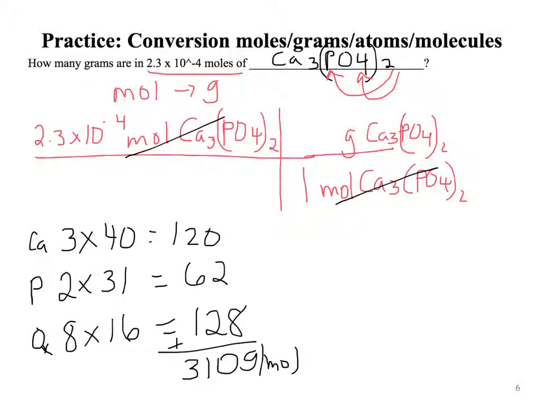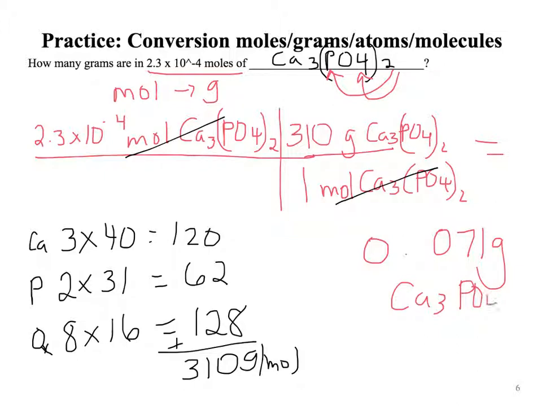So that means that number is going to go here. If I multiply the top and divide by the bottom, I end up getting 0.071 grams of calcium phosphate.